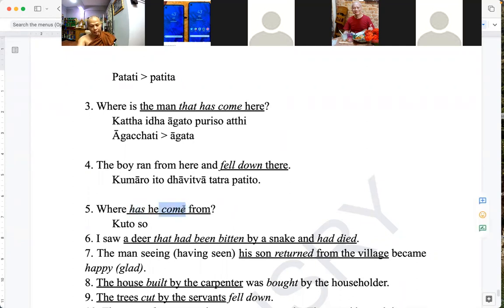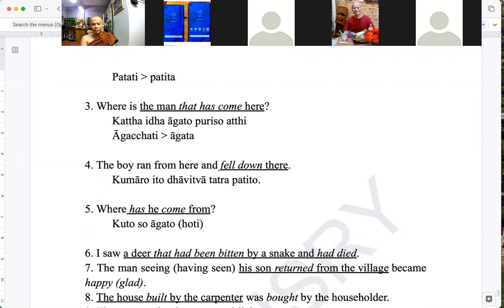Actually, come is agachati as above. Now the past participle is agata. So now the function of that past participle in the sentence is the predicate function. So it should be the same as the subject, he. Here he is so in Pali. That is why agata also should be agato. So kuto so agato is okay. But here because of the present perfect, maybe kuto so agato hoti also. That hoti, as you like, you can put or you can omit. So kuto so agato is okay. So based on that past participle function in the sentence, we can.